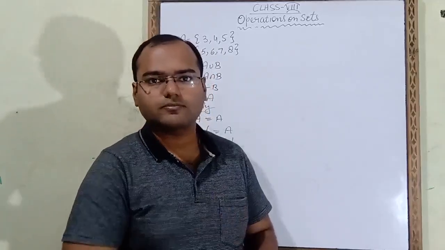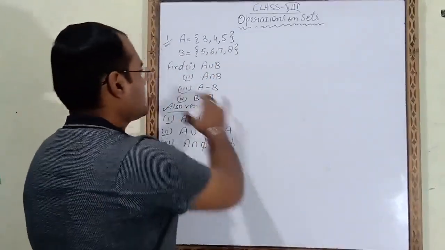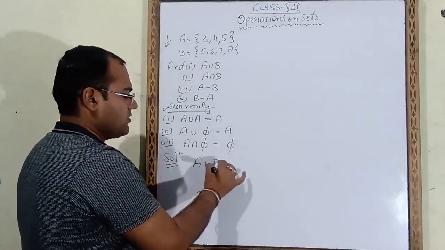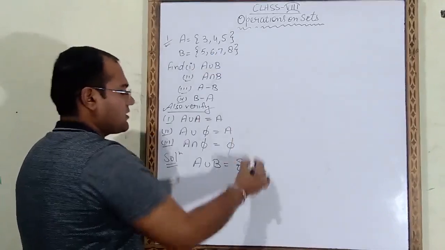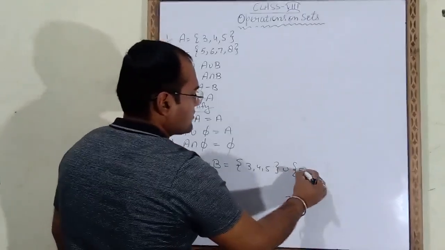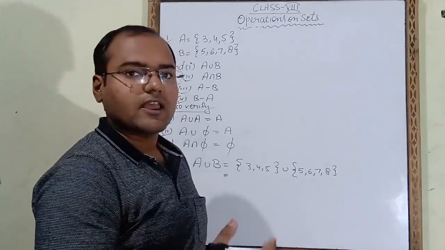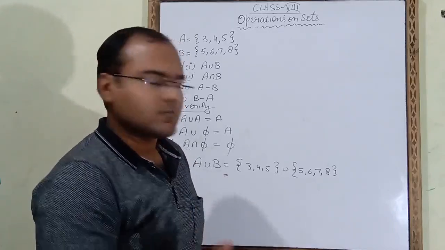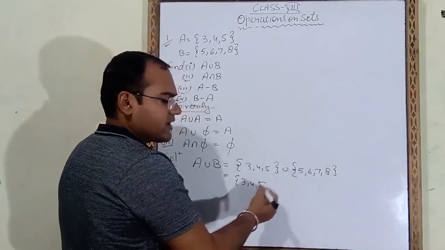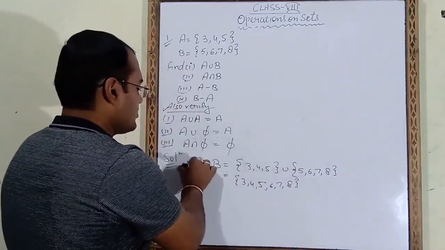Now see one more question. The question is: A set is given, B set is given. The first part is we have to find A union B. A elements are 3, 4, 5. Union B elements 5, 6, 7, 8. So in union what we have to do? We have to write the elements of both the sets, A also and B also. So 3, 4, 5. 5 we have already taken, so no need to write again. 6, 7, 8. So this is the solution of the first part.